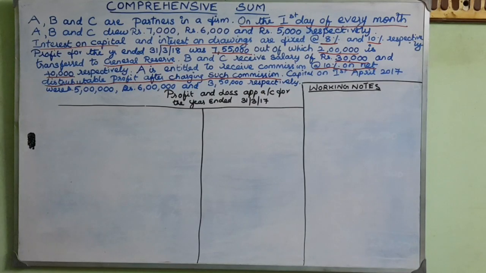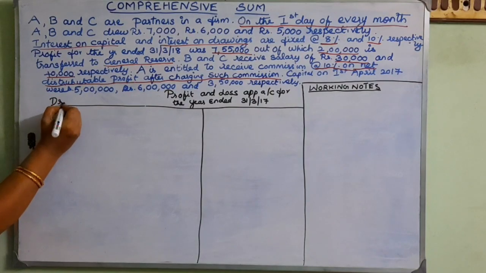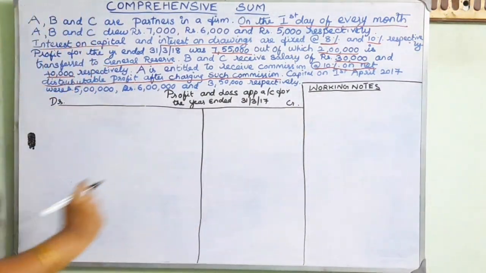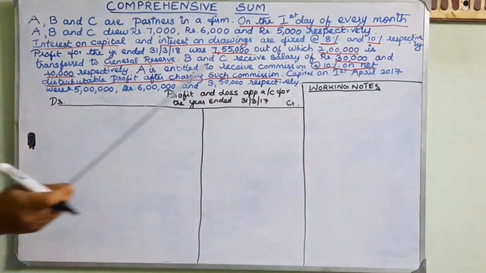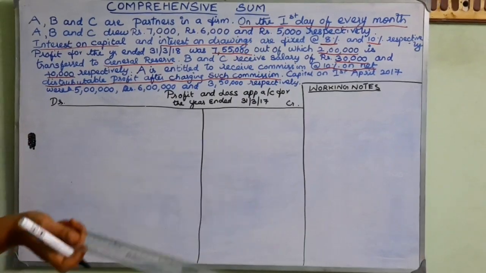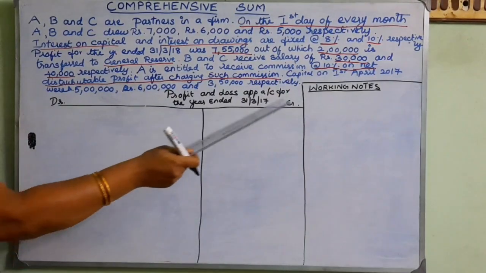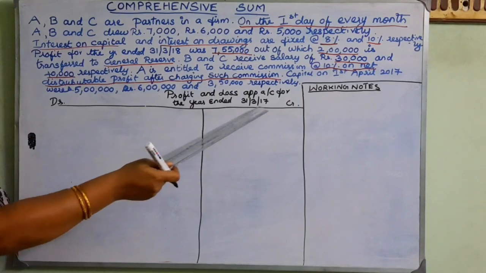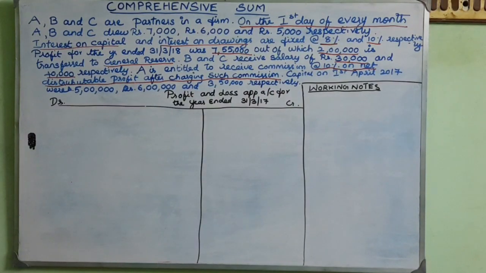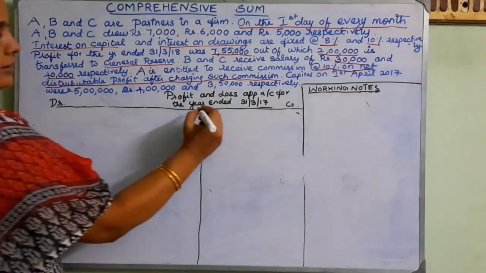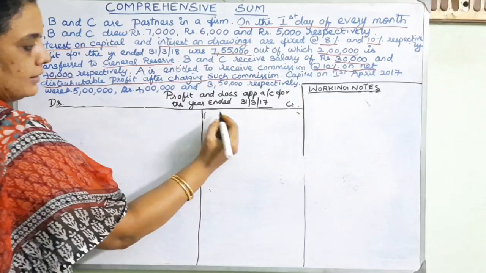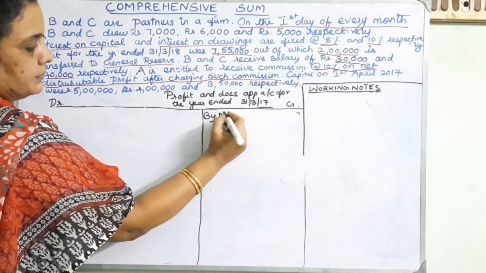Let us do the credit side first and then the debit side. Because of the space constraint, I didn't write prepare P&L appropriation account, it is obviously understood. So profit and loss appropriation account for the year ended 31/3/2017. Please write it very clearly. This is very important, debit and credit. So now let us start doing the sum, children. Now we will take the credit side. Credit side is by net profit.